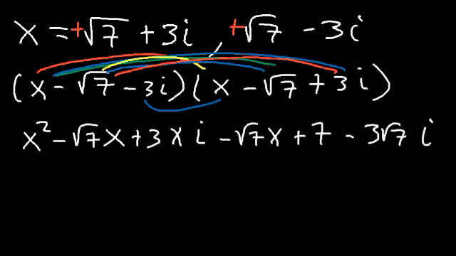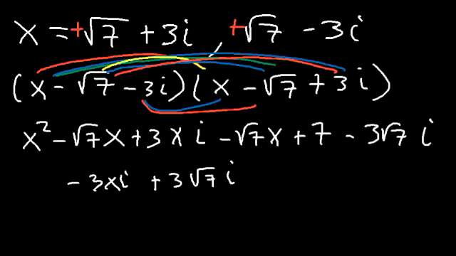Negative 3i times x is negative 3xi. Negative 3i times negative root 7, well, it's going to be positive now, plus 3 root 7 times i. You got to be careful. It's very easy to make a mistake. Negative 3i times 3i is negative 9i squared.